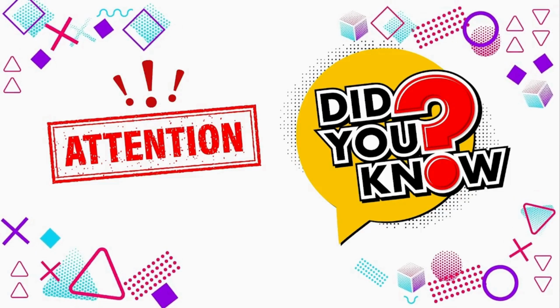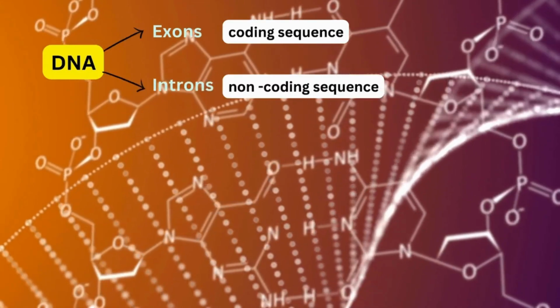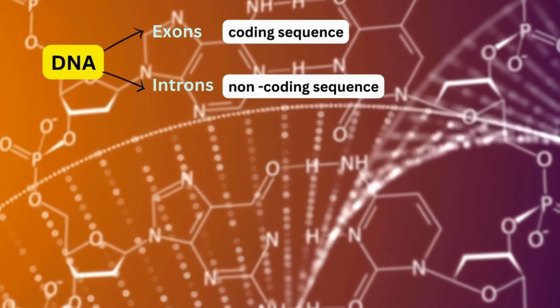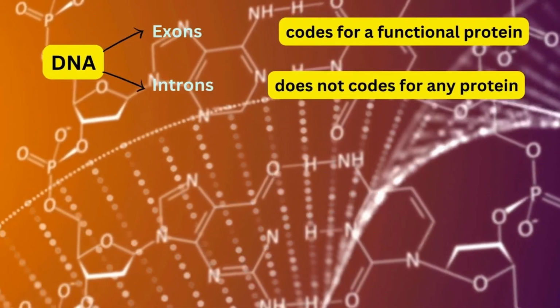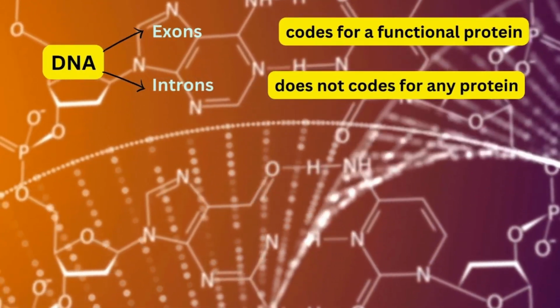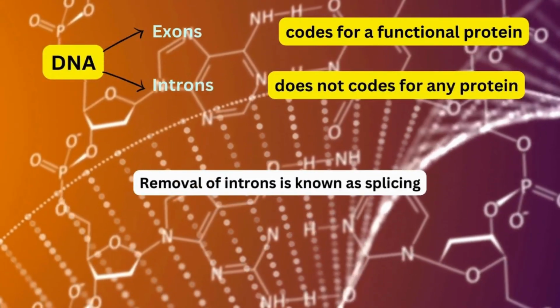Now it's time for some facts. Did you know? DNA is composed of two components, exons and introns. Exon consists of the coding sequence and introns are non-coding sequences. Exon codes for a functional protein and introns do not code for any protein. Removal of introns is known as splicing.